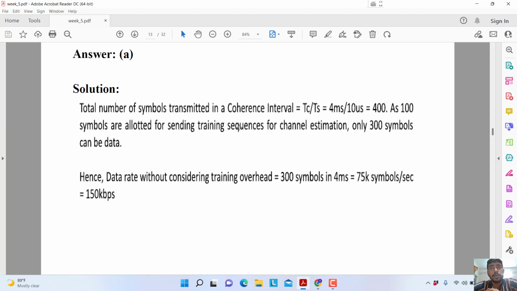So we have to calculate the data rate without considering the training. There are 300 symbols in the 4 milliseconds, so it will come out to 75k symbols per second. In kbps, it will come out to 150 kbps. So guys, if you have any doubt, you can ask. So the right answer is A, 150 kbps.